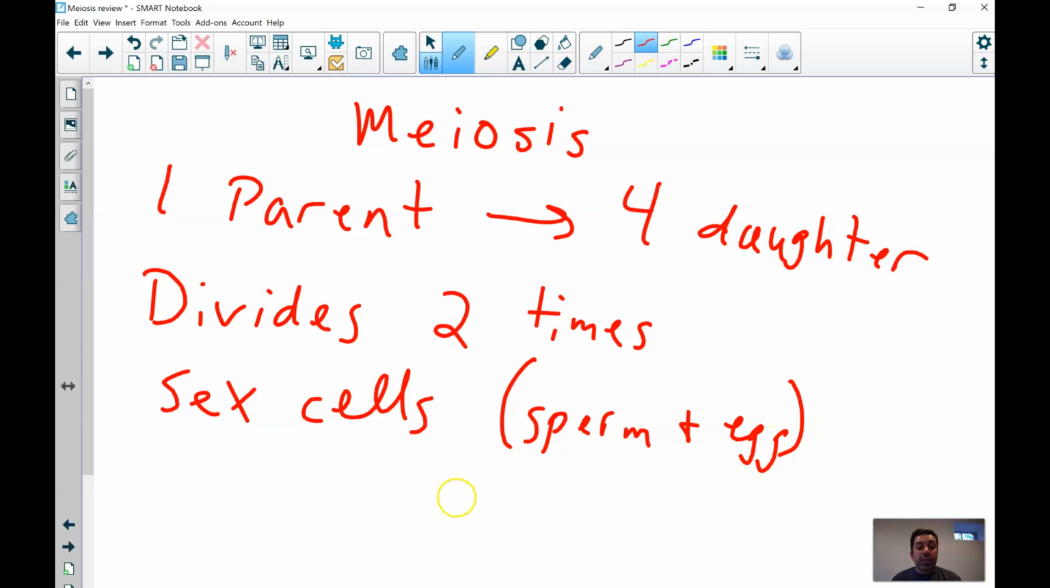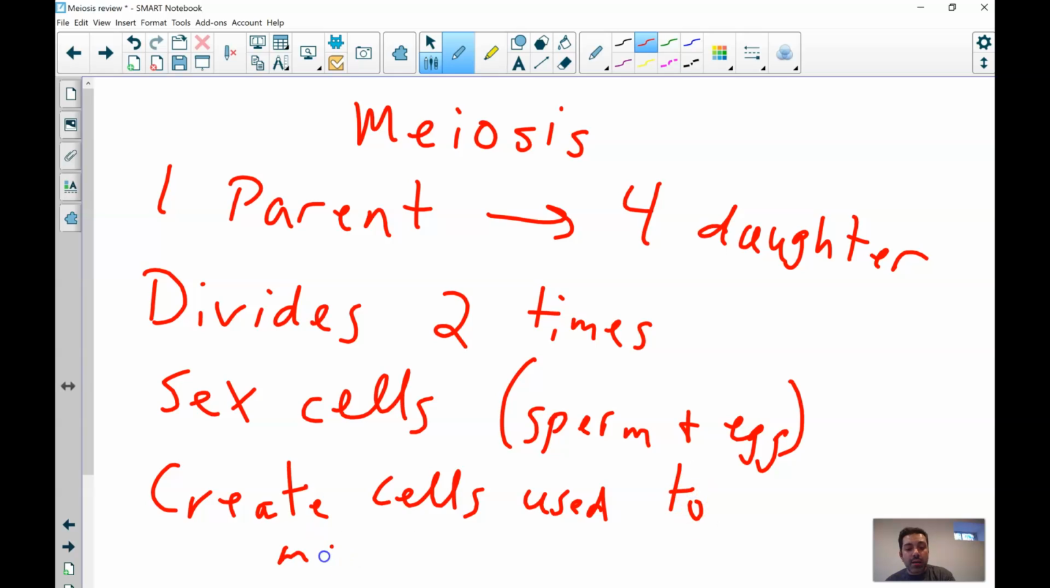And what this is used for is to create the cells used to make more organisms. We said that reproduction is the process of making more of itself, a species or an organism making more of itself. So that's how two parents would come together to have a baby. That would be reproduction. And the cells created through meiosis, the sperm cells and the egg cells, are the cells that make that happen.